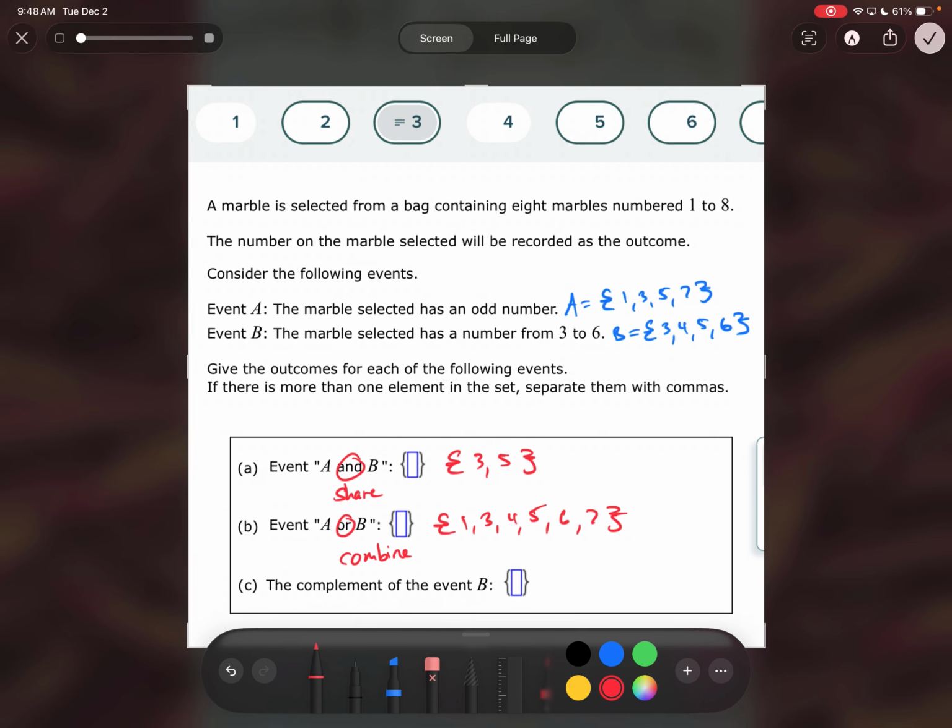The complement of B. So the complement is what is not in B. B is 3, 4, 5, 6. So what would not be in there? 1, 2, 7, and 8. If B is the numbers 3 to 6, then not B would be the numbers that are not 3 to 6.